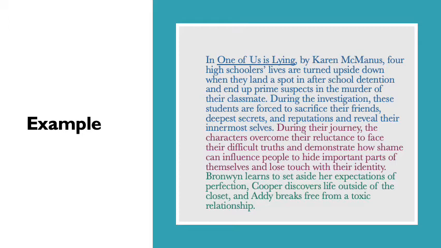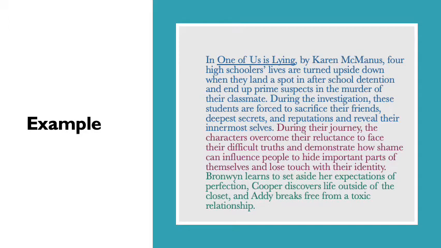Next we get to her thesis, and it is one sentence, and it is a wonderful abstract thesis. "During their journey, the characters overcome their reluctance to face their difficult truths and demonstrate how shame can influence people to hide important parts of themselves and lose touch with their identity." Here's another reason why this makes a good example. Even though she's in middle school, it's a pretty abstract topic. And yours are going to be abstract topics. She's saying shame makes people lose touch with their true identities. It's a thesis. Okay?